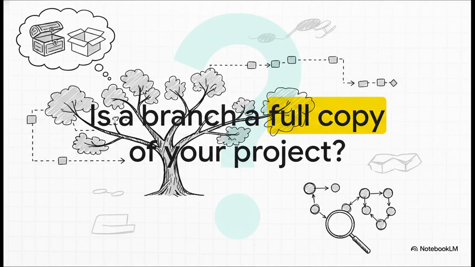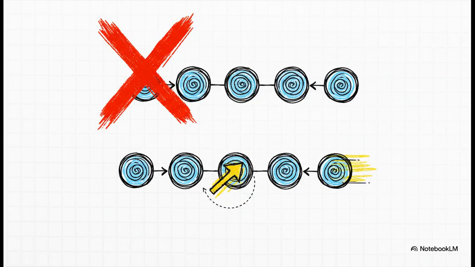Now let's tackle a huge, and I mean huge, misconception. When you create a new branch, it totally feels like you're making a whole separate copy of your project to go play in, right? But is that what's actually happening under the hood? The answer is a huge, resounding no. And this, right here, is the magic of Git.